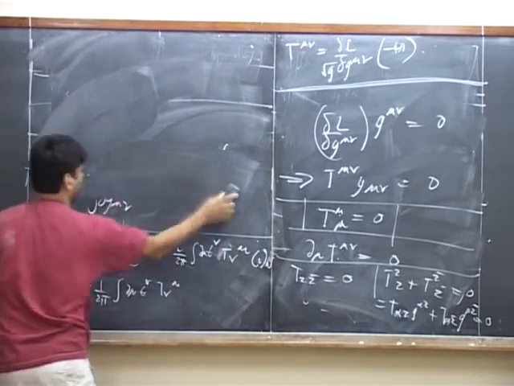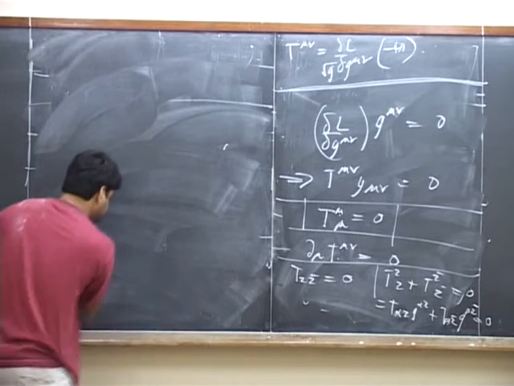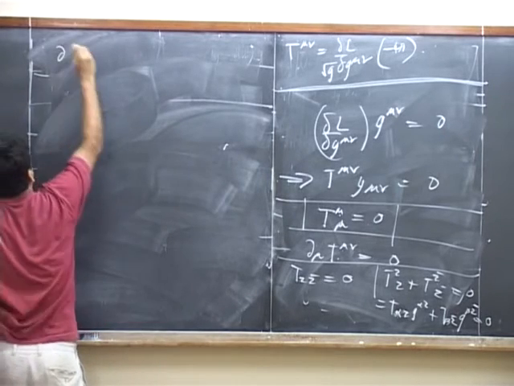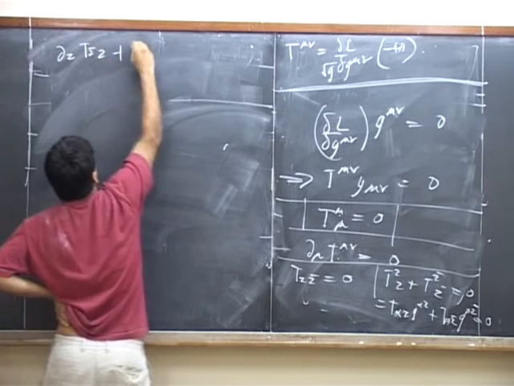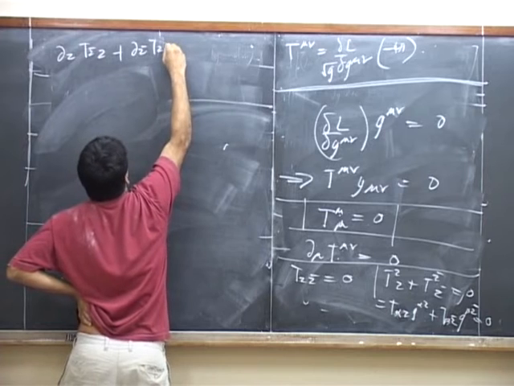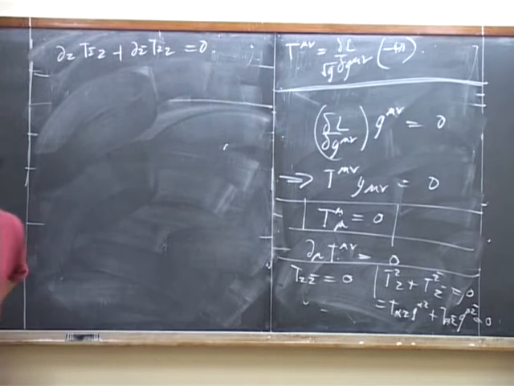Now what about the others? What about the conservation equations? So the conservation equations are ∂_z T_{z̄ z} plus ∂_z̄ T_{zz} equals 0. That's one conservation equation. Can somebody tell me how I got this from conservation?